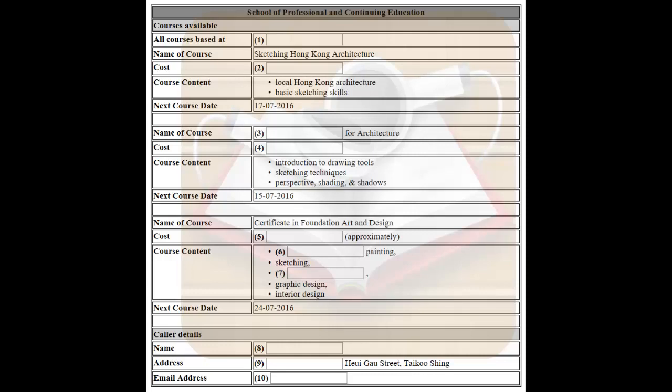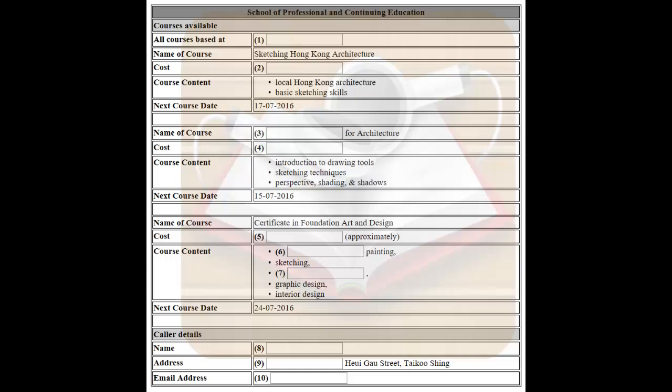Listening section 1. Extra practice. In a moment you are going to hear a conversation between two people about part-time educational courses at HKU Space, a center providing professional and continuing education. Before you listen, you have some time to look at questions 1 to 10. As you listen to the conversation, answer questions 1 to 10.